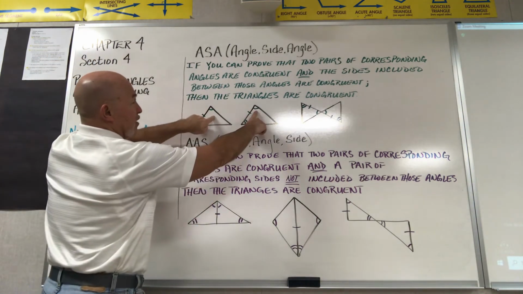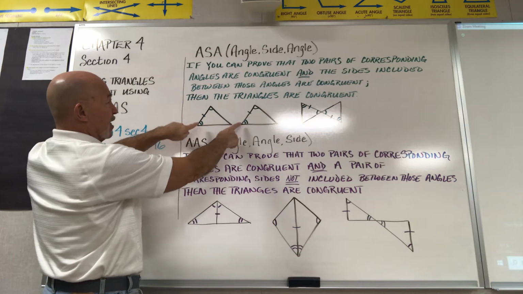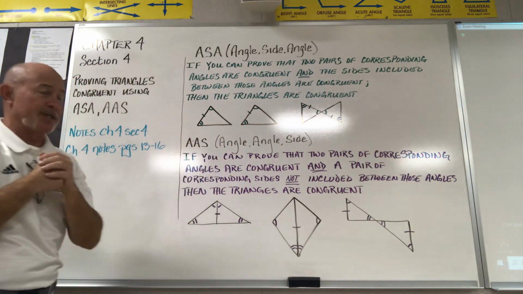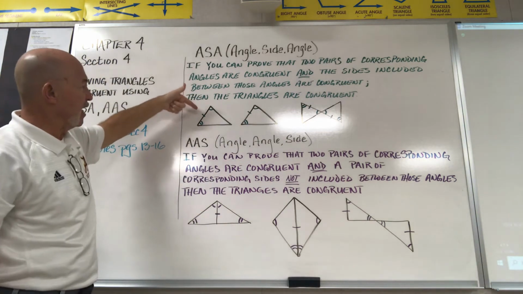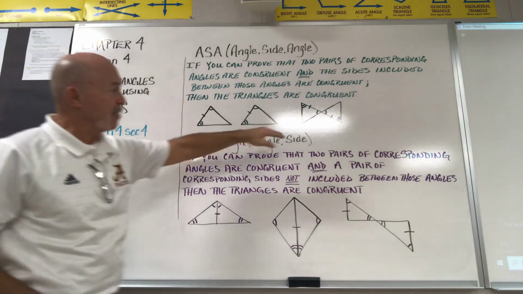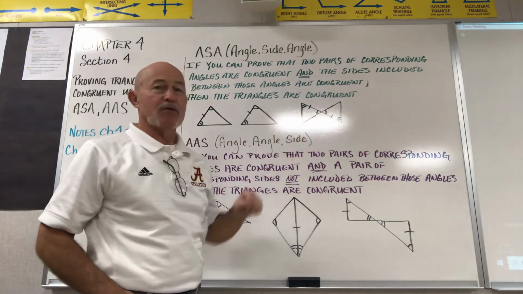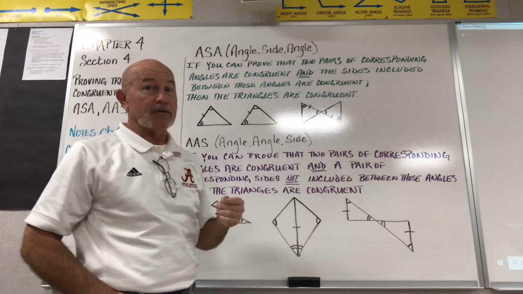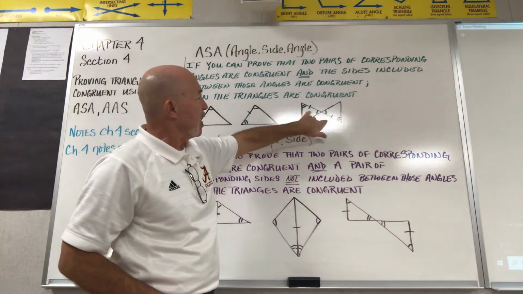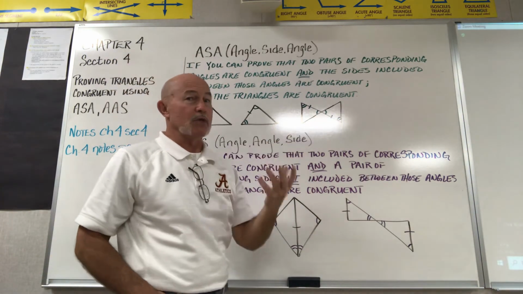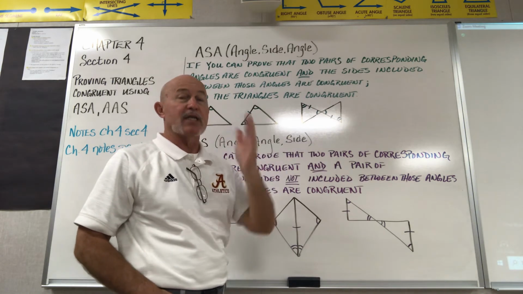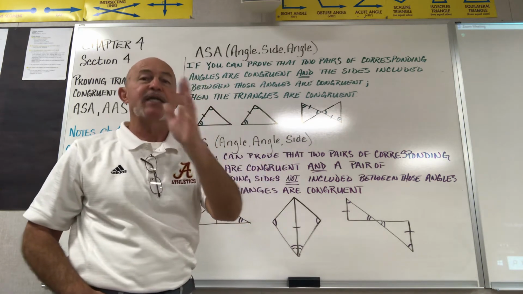Pair of congruent angles, pair of congruent angles, side that is in between them. ASA. Same thing up here. There's a pair of congruent angles. We're using vertical angles here. There's the sides with the other angles. Once again, in between the congruent angles. Angle, then the side, then the other angle.